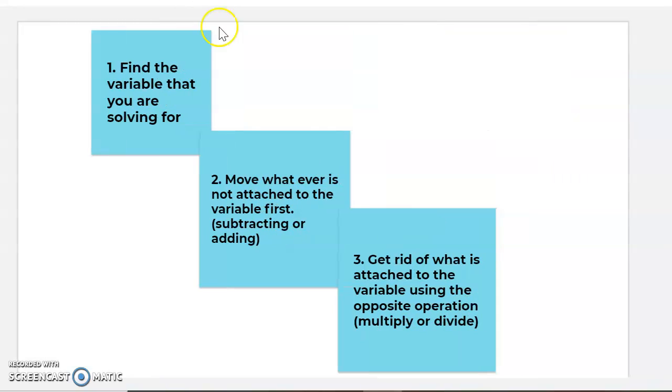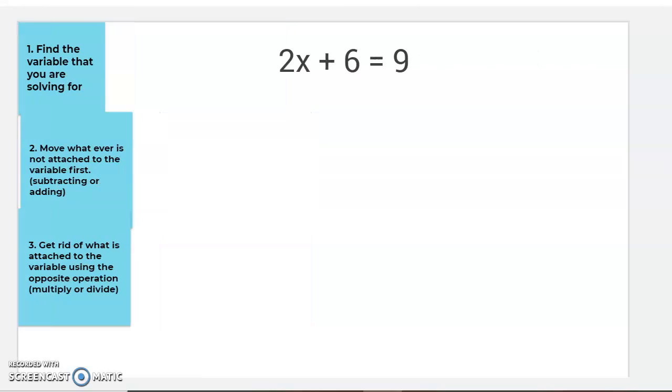So our steps are, one, we're going to find the variable that we're solving for. We're going to move whatever is not attached to the variable first. So we're probably going to do some subtracting or adding first. Then we're going to get rid of what is attached to the variable using the opposite operation by either multiplying or dividing. So let's take a look at some examples.